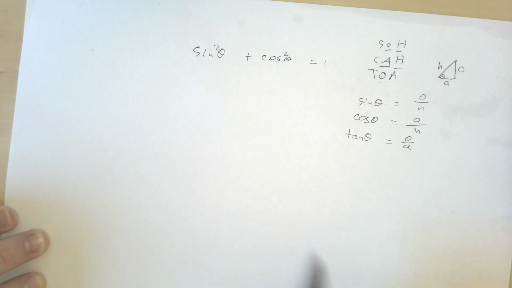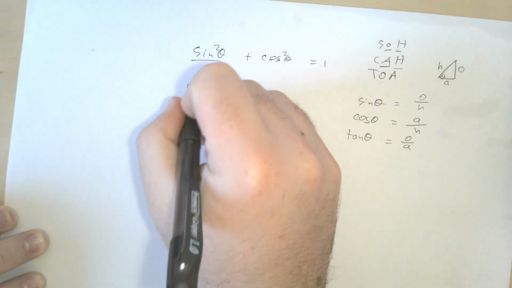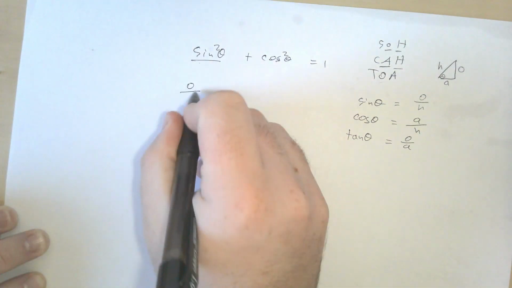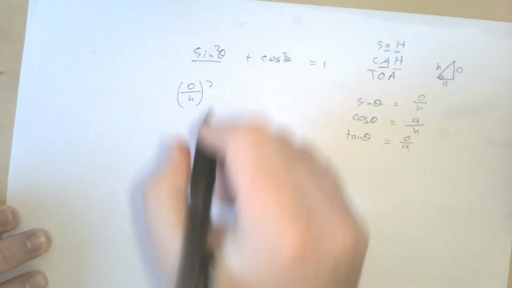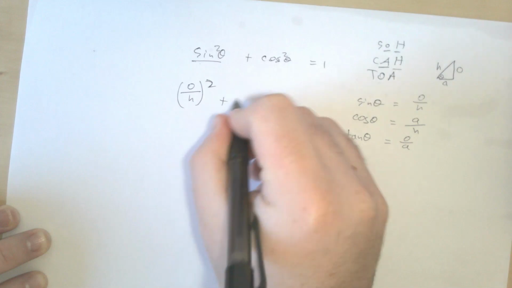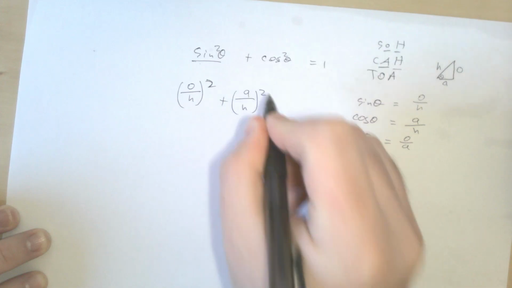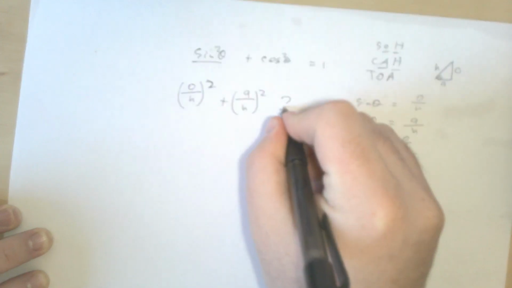Now, what is this sine theta that we're squaring? Sine theta is opposite over hypotenuse, so squared. Opposite over hypotenuse squared plus adjacent over hypotenuse squared. And the question is, does that equal 1?